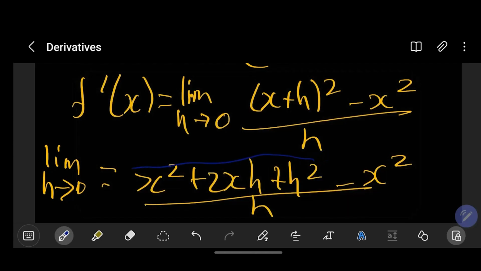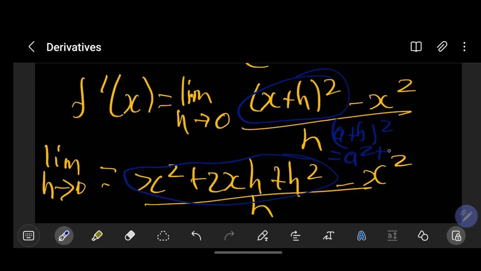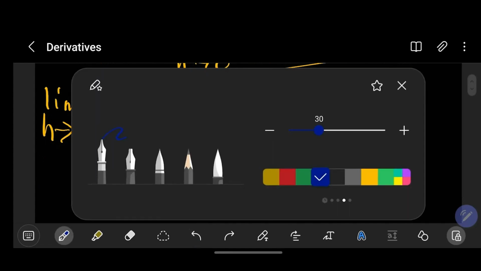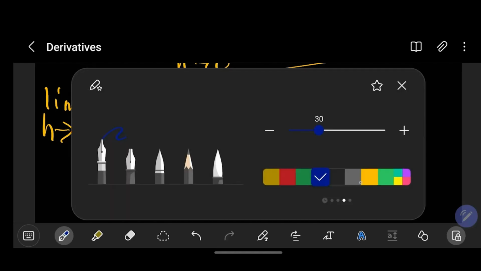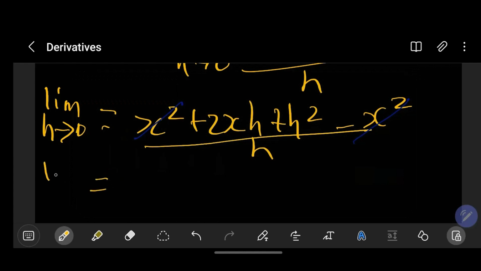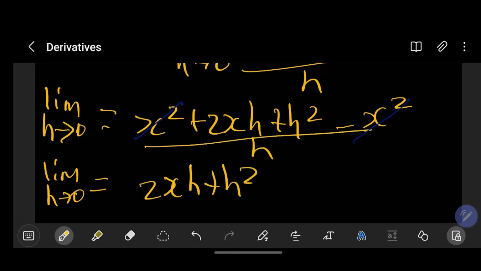So this is basically just x plus h all squared, because you know that a plus b all squared is basically equal to a squared plus 2ab plus b squared, right? We know that from simple algebra. So I wasn't going to show that in full, but it's quite simple. So let's continue. What do we do next, right? We know we can get rid of x squared and x squared. So now what we have is the limit as h approaches 0 of 2xh plus h squared over h.